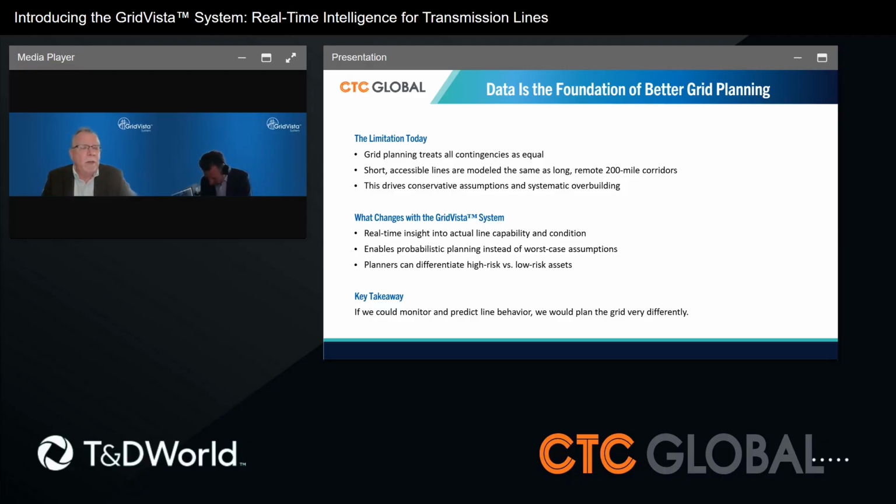So thank you. Planning decisions that we make today lock in cost, risk, and reliability for many decades to come. I want to show in a few slides how GridVista can help us fundamentally change those decisions and create a better future grid faster and cheaper.